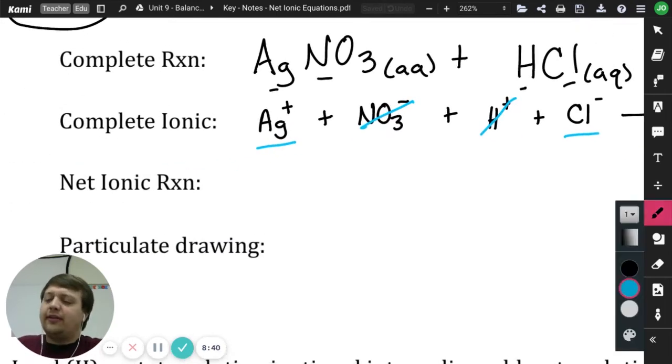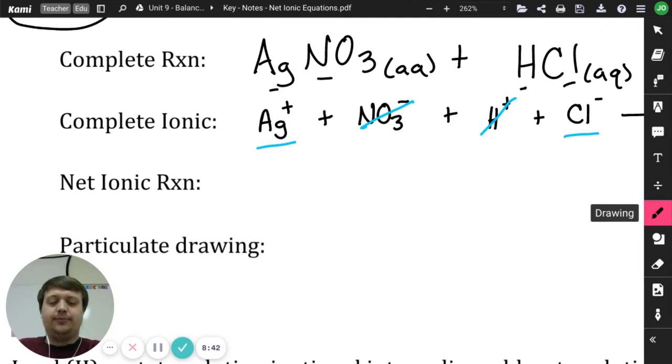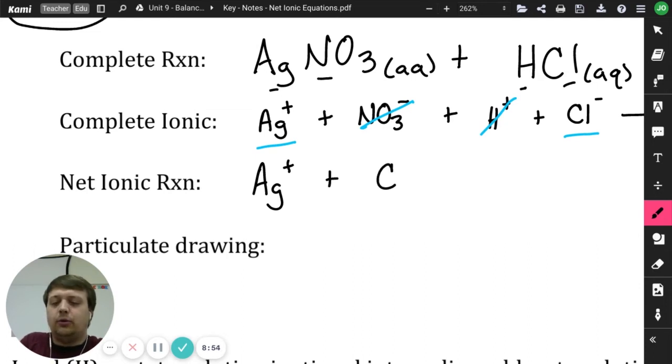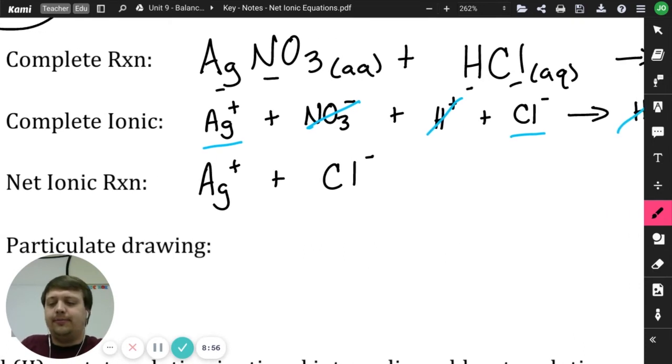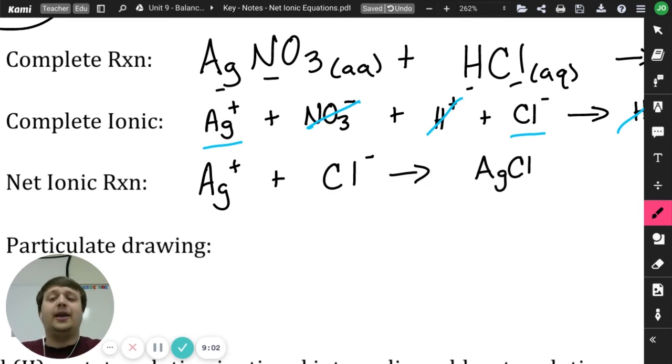Okay, so now let's actually do our net ionic reaction. So the net ionic reaction, all I need to do is look at my complete ionic reaction and write down anything I didn't cross off. So I have silver, which had a positive charge, and chlorine, which had a negative charge, and they produced silver chloride. And that's it. That would be my net ionic reaction, okay?